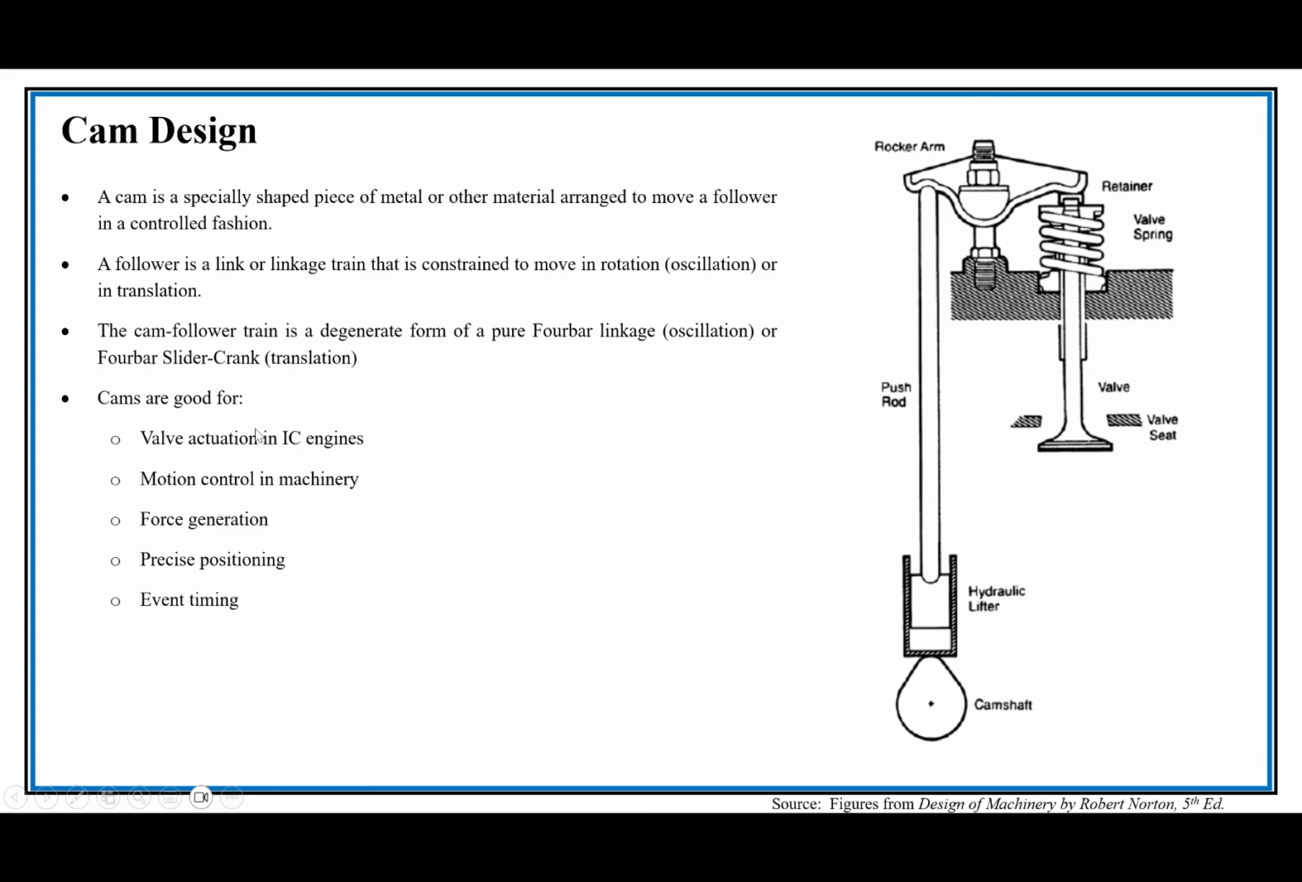But CAMs are used a lot in engines, internal combustion engines, but they're also for various motion control in machines. If we want to generate some kind of force, the CAMs can do that. If we want to do precise positioning, they're excellent for that. And event timing, which is also a little bit redundant.